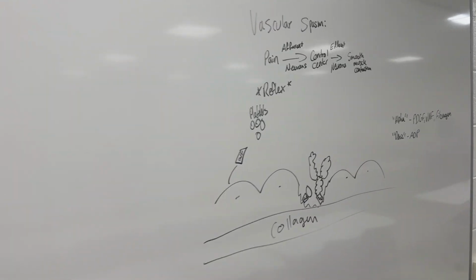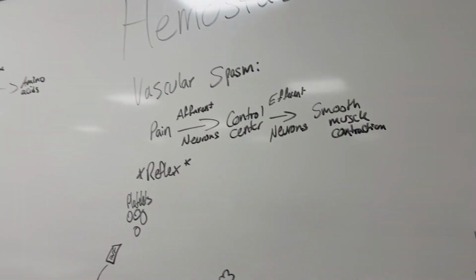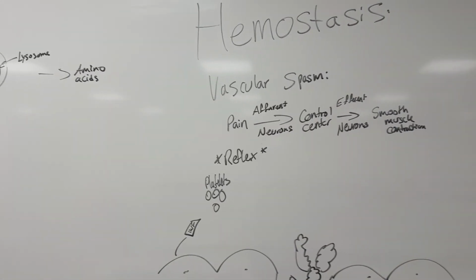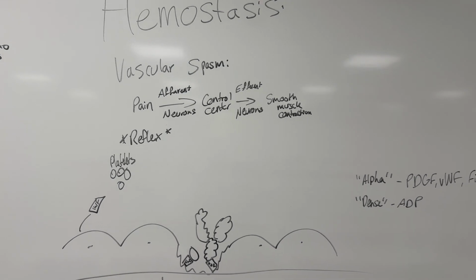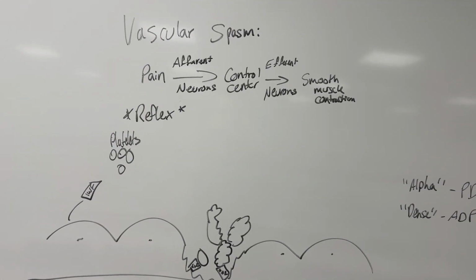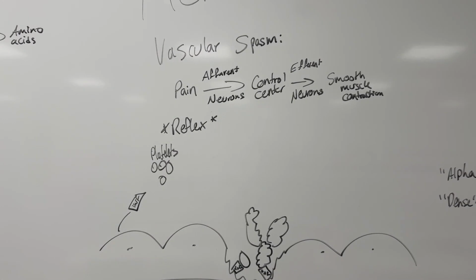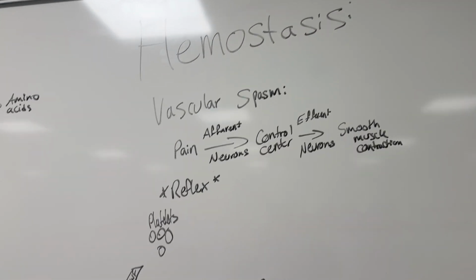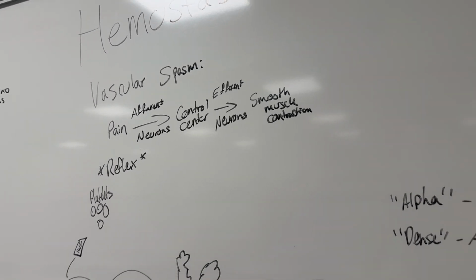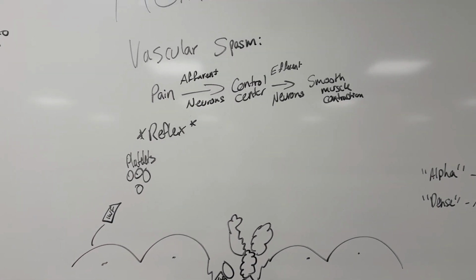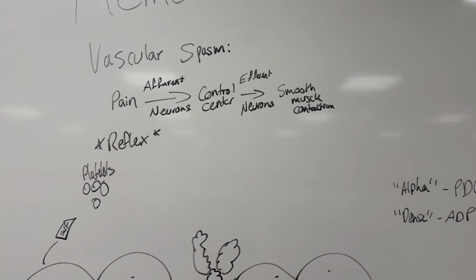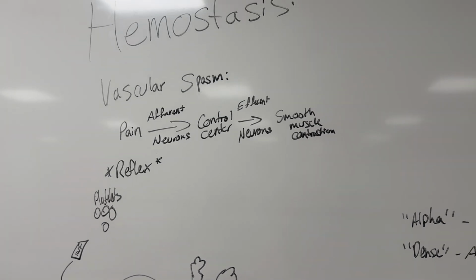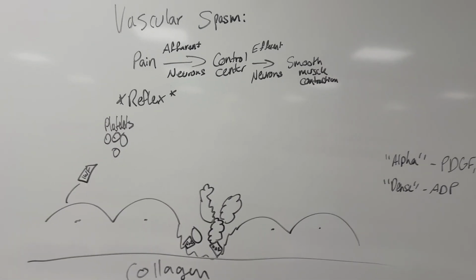All right, so now we've got hemostasis. So this is stopping bleeding. In hemostasis, we have our vascular spasm. So let's say that we cut a vein or an artery. What's going to happen is we're going to send the pain signal through an afferent neuron to the control center, which is going to send an efferent neuron and cause smooth muscle contraction around that blood vessel, which is going to help stop some of that bleeding. So this is a reflex, but it doesn't last very long, though it is the first step of hemostasis.